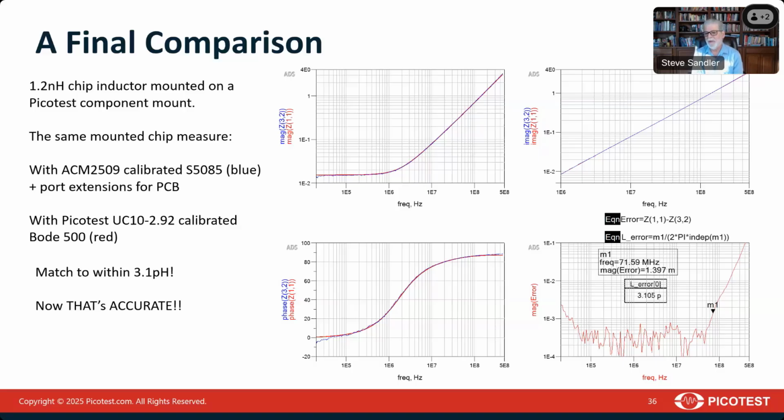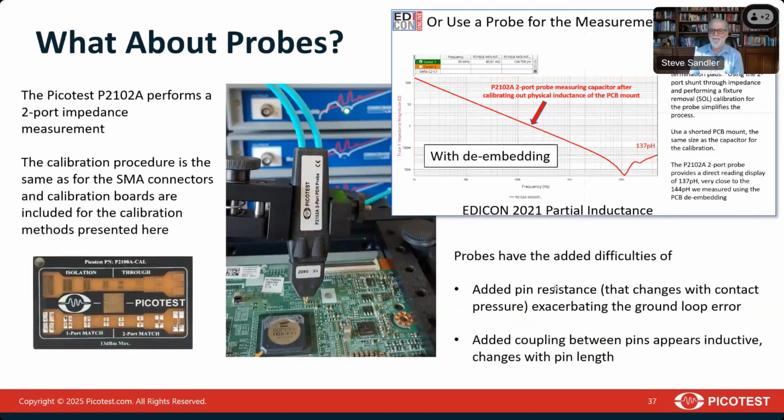And I even calculated what that inductance error is. You can see the difference between the traditional calibrated VNA, NIST traceable, and the measurement that we made with the Bode 500 using an accurate calibrator. The difference is only 3 picohenries. Somebody's going to ask me which one's right. I don't know. I can tell you they're 3 picohenries apart. They're both really good measurements, and which one is more accurate would be really hard to tell.